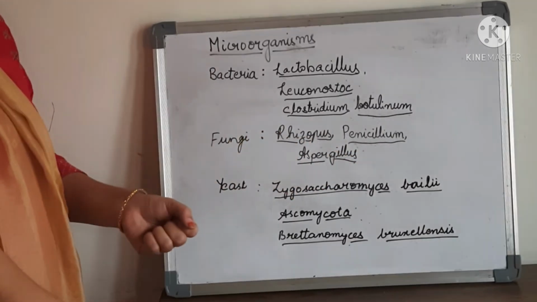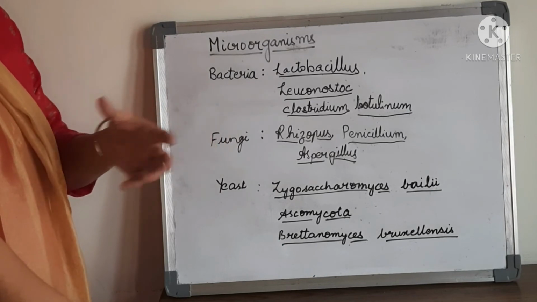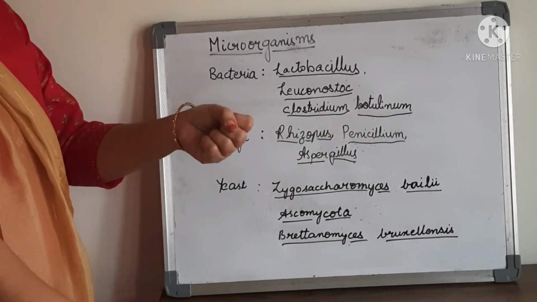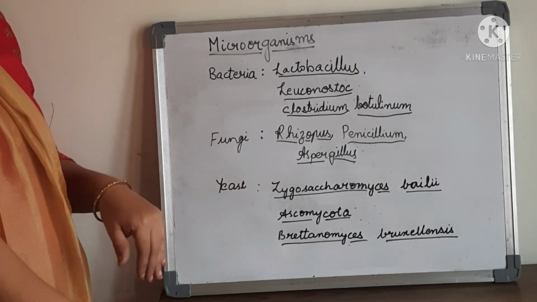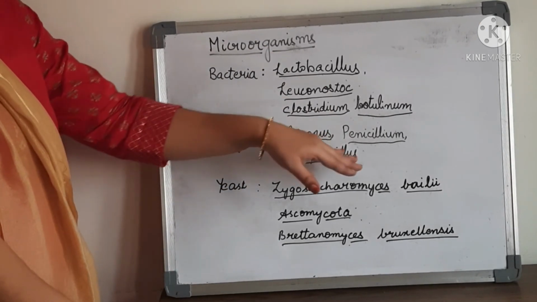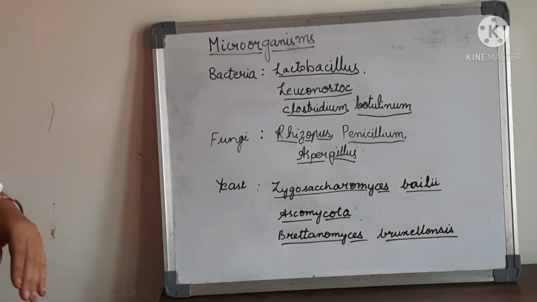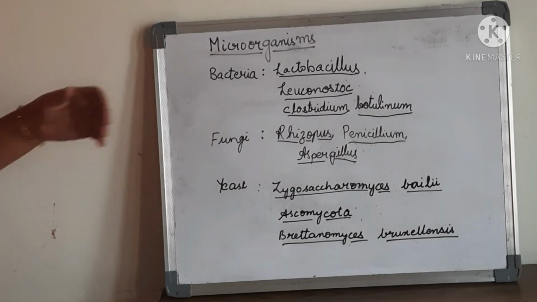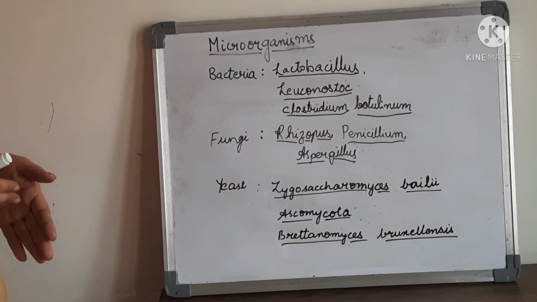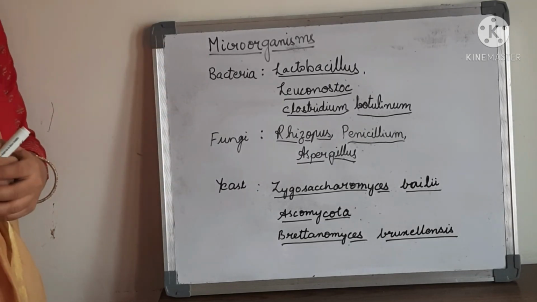You might have noticed, especially on the surface of coconut, if you leave coconut outside, you can find a whitish growth that eventually turns blue or black. That is nothing but fungal growth belonging to Rhizopus, Penicillium or Aspergillus. And coming to yeast, Zygosaccharomyces bailii, Ascomycota, Brettanomyces bruxellensis are the genera or species mainly involved in food spoilage. So this is all about what food spoilage is, a brief on the food preservative methods employed, and the microorganisms involved in food spoilage.